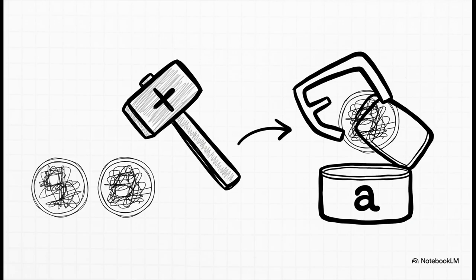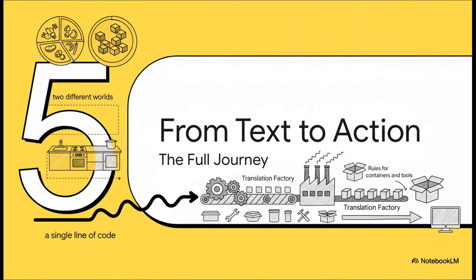And what about the plus and equal signs? Well, those are our tools. The language calls them operators. The plus sign is the tool for adding things together, and the equal sign is the tool for taking the result and putting it into our memory container a. Simple as that.